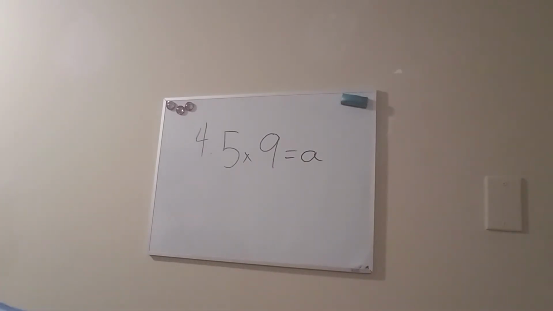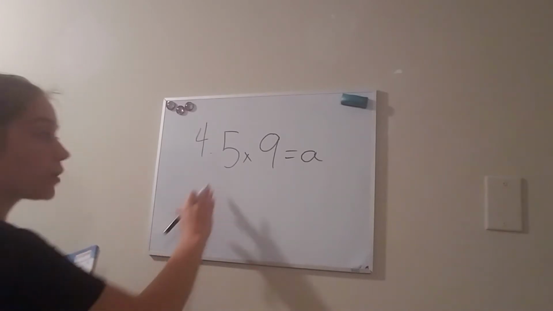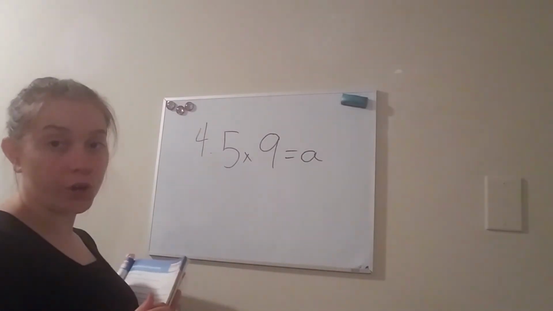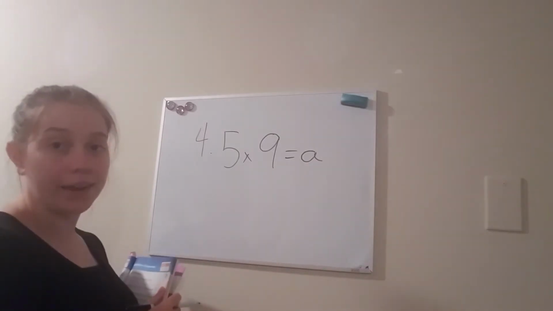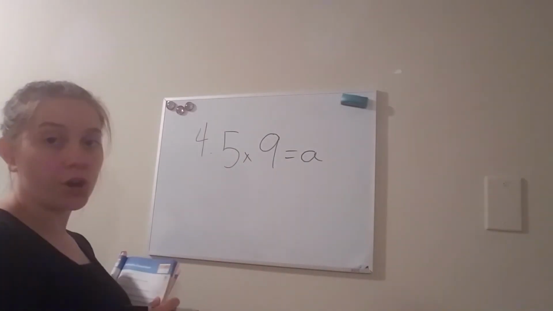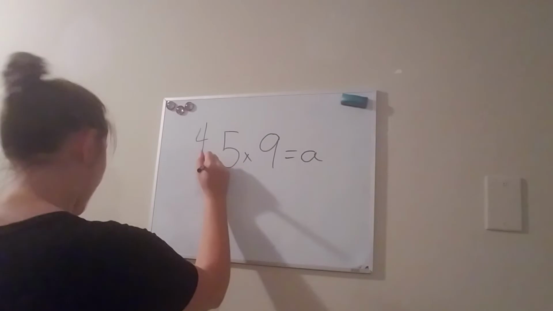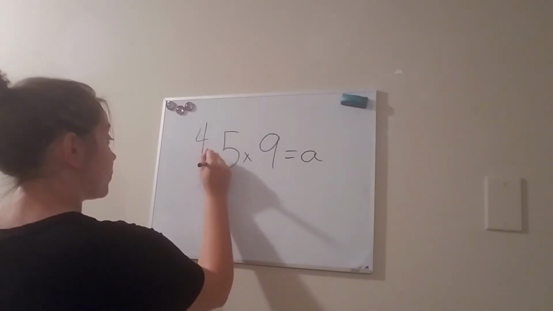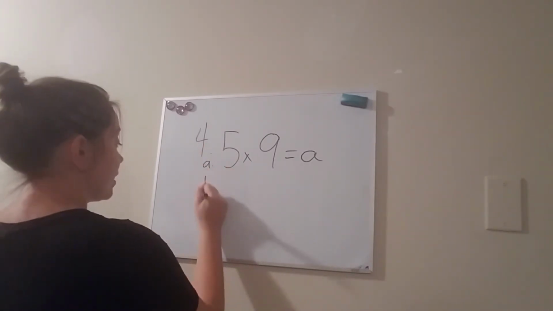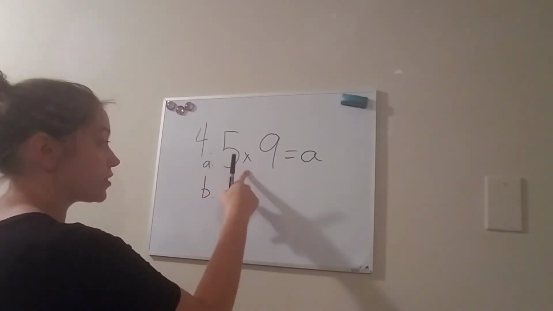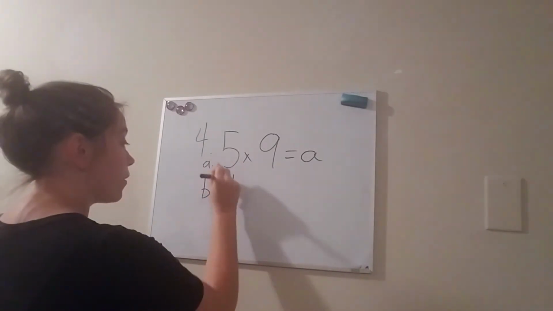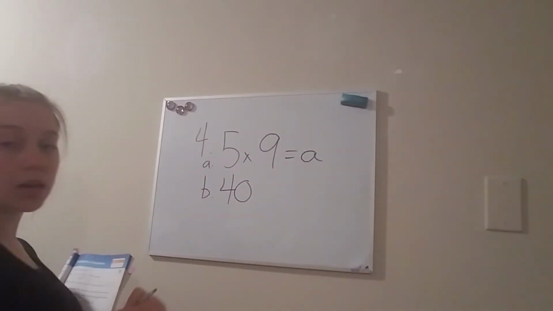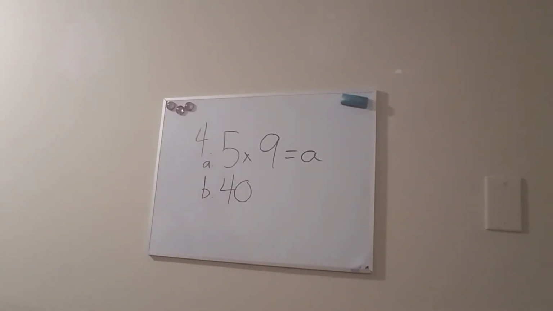Okay? So this is writing the equation using an unknown. Okay? They don't want our answer yet. They want our equation using an unknown. The A is our unknown. How many apples? So that was for 4A. It says equation with unknown. Now let's look at 4B. What's 5 times 9? 5 times 9 is 40. Okay, so that's your answer for 4B.